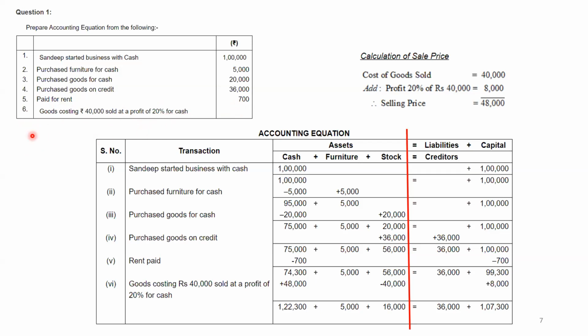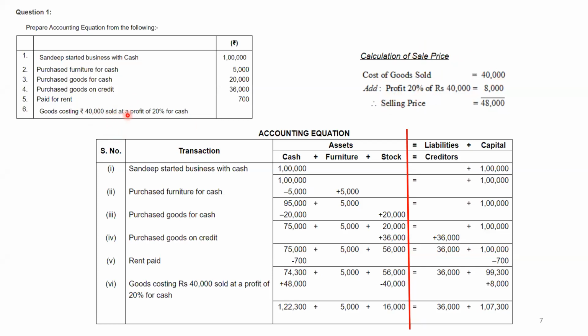And goods costing rupees 40,000 sold at a profit of 20% for cash. That means he has sold goods worth how much? 40,000. At what profit has he sold? 20% profit. How much will be the selling price then? You can see the calculation here. Let us keep it ready. After that, we'll get into the depth of the problem. Calculation of sale price: cost of goods sold is how much? 40,000. Where is 40,000? It is here. Are you able to see it?